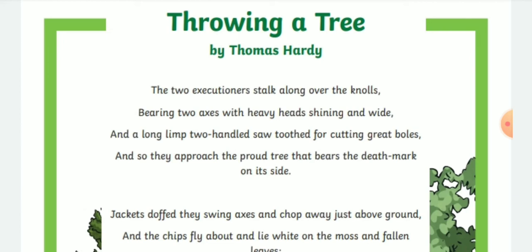And a long limb, two-handled saw toothed for cutting great boles. What is the meaning of this line? The third line, the ending words, toothed for cutting great boles. Boles means here trunk. Do you know the trunk? Yes, it is a part of our body. Do you know the human being's body? Trunk. So it is also a part of our body.